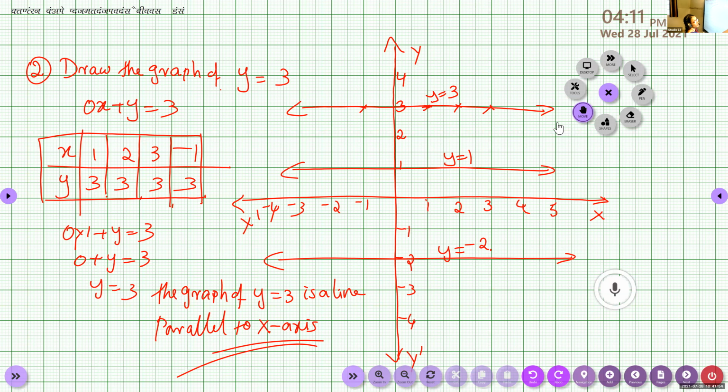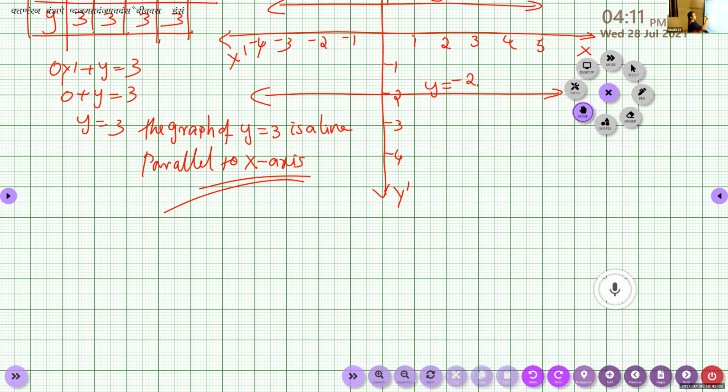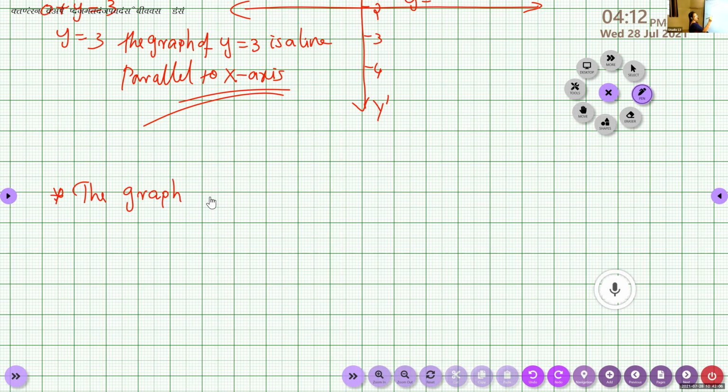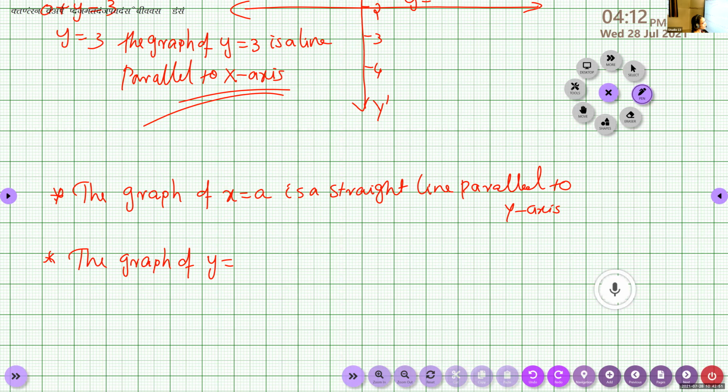Now you have two points that we will write. Write this point in the note: the graph of x equal to a is a straight line parallel to the y-axis. Second point, the graph of y equal to a is a straight line parallel to the x-axis.